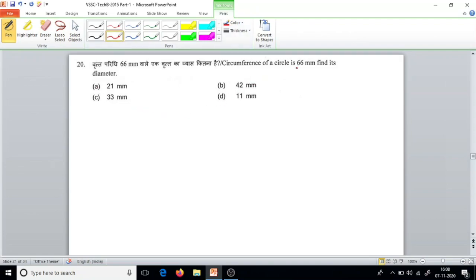The circumference of a circle is 66 mm. What is the equation for circumference of a circle? That is 2 pi r equal to 66. So pi r equal to 33. Now we have to find the diameter. So r equal to 33 divided by 3.14.